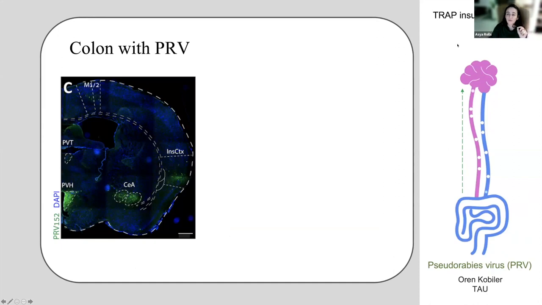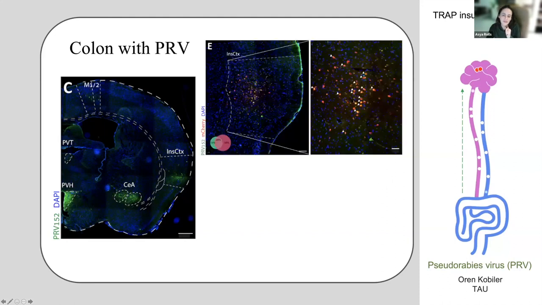So now what we did, we trapped mice again. We trapped the neurons that were active in the peak of the inflammation and now injected the PRV. And you can see that indeed there is big overlap between the neurons that we trapped and the neurons that can deliver messages to the colon.